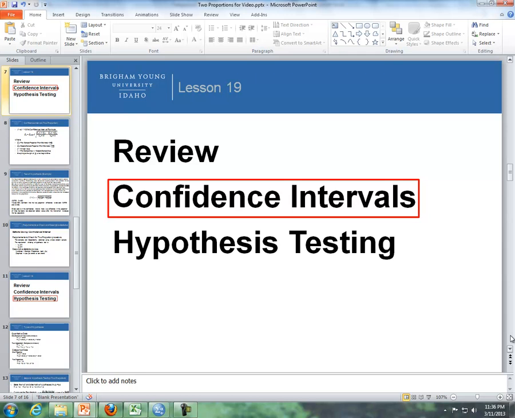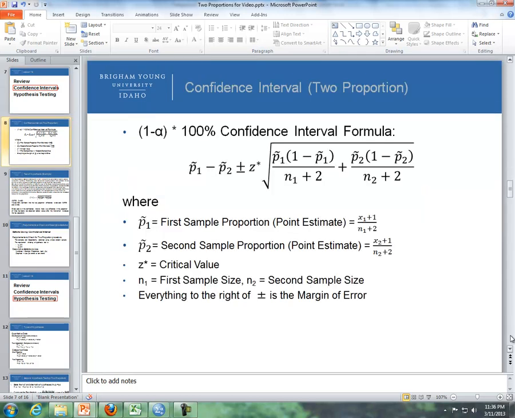So now what I'd like to do is cover a confidence interval. Here's the formula for the confidence interval. Now I have two p tildes here. I have p tilde 1 and p tilde 2.